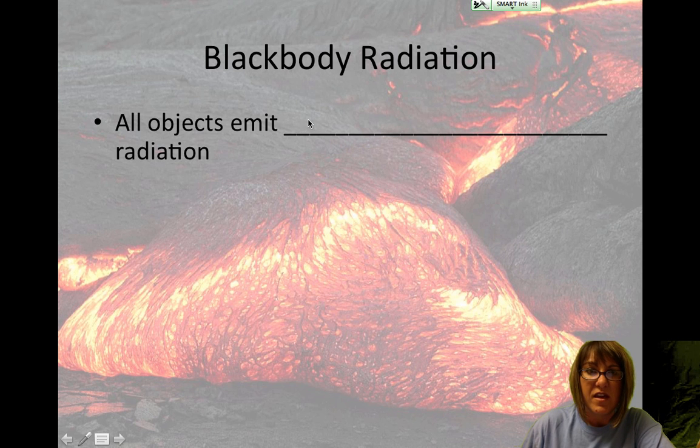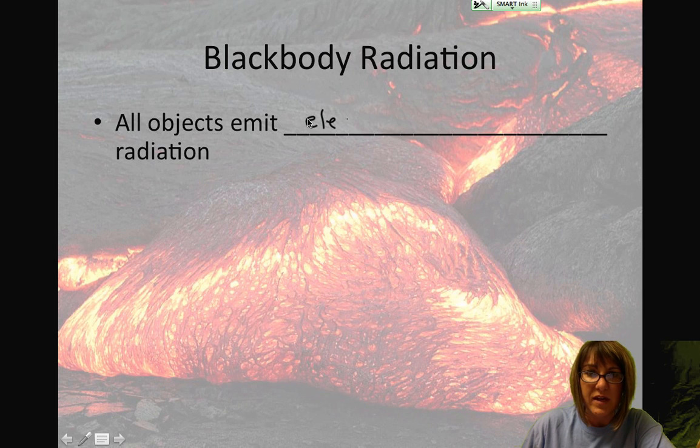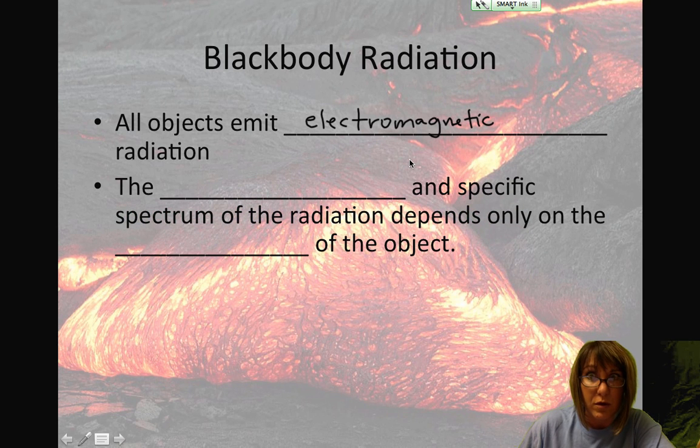All objects emit some sort of electromagnetic radiation, even if you can't see it. So in the picture behind me, you'll see the lava flow, and it's glowing because it's so hot. But a lot of objects emit radiation, even if you can't see them glowing. Something that's just sitting there, not glowing, not showing any color at all, is still emitting radiation that we can detect. Even if it's black, it's still sending out radiation.